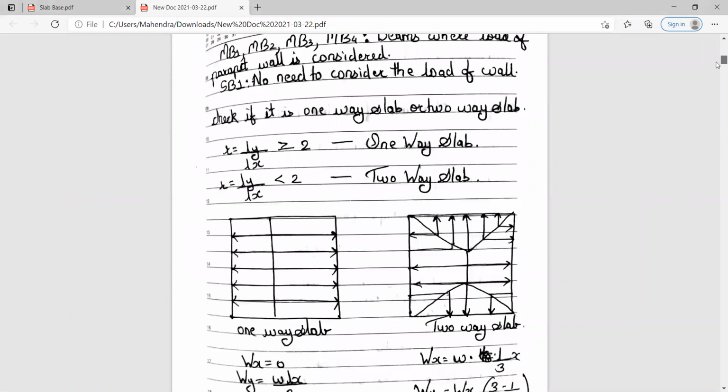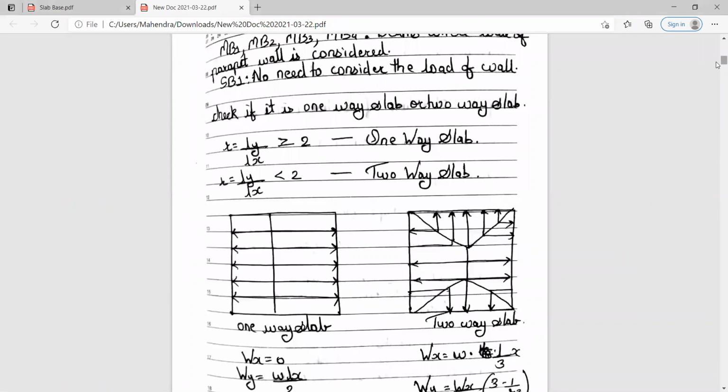So now you need to check whether your slab is one way or two way. Whenever you check for one-way and two-way slab, first of all you need to calculate the Ly by Lx ratio. Whenever the Ly by Lx ratio is greater than 2, the slab is a one-way slab. And if the Ly by Lx ratio is less than 2, the slab is a two-way slab.